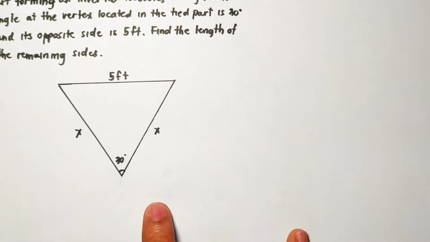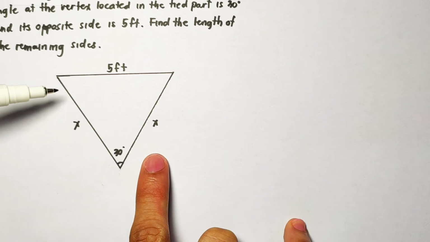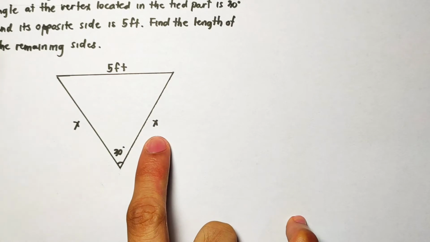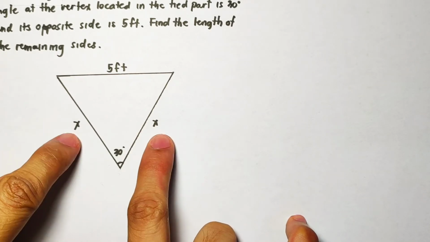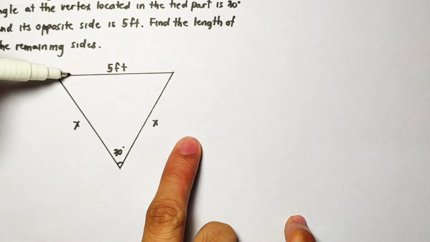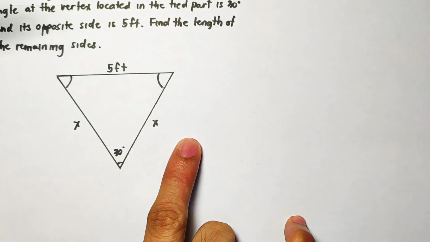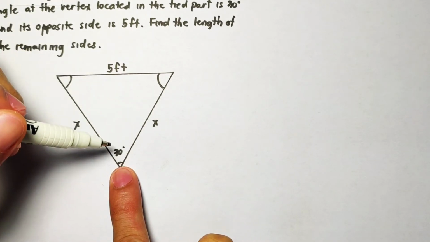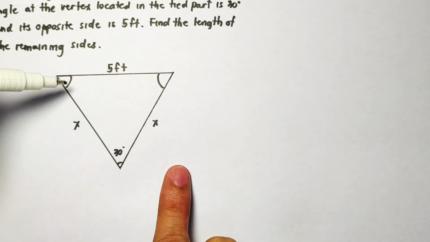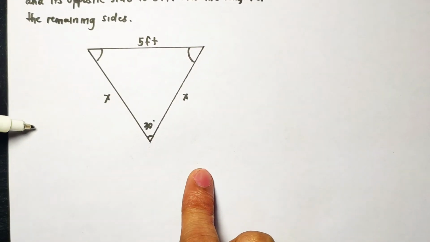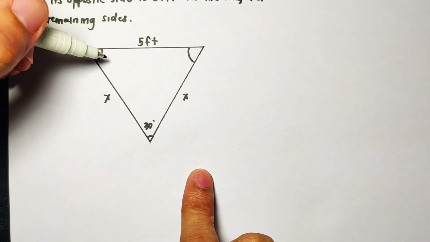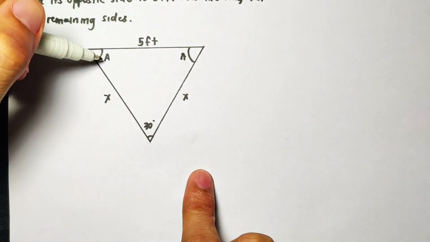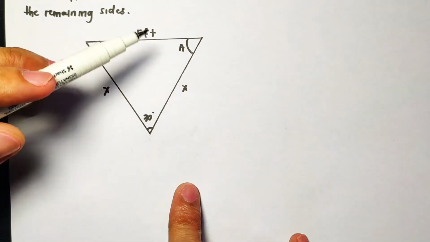triangle. So since this is an isosceles triangle, these two sides are congruent, and this is the part that we are looking for. So if they are congruent, the opposite angles are also congruent. Okay, so if this is 30 degrees, since the sum of the angles of a triangle is 180 degrees, let's use angle A here. So this is A, this is also A, since they have the same measurement.